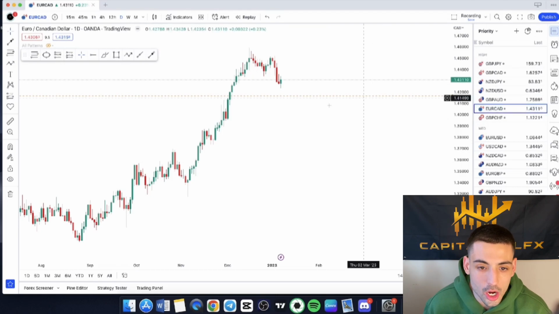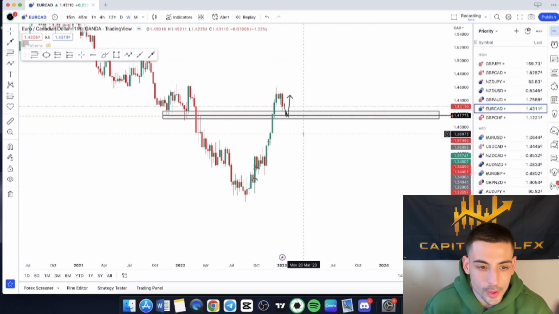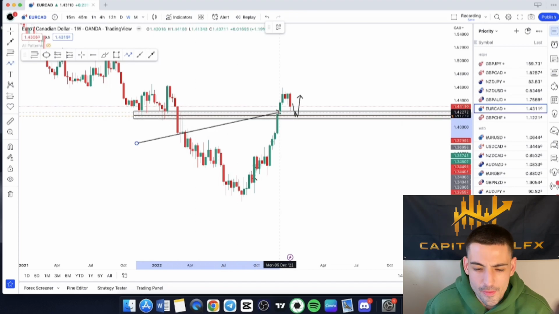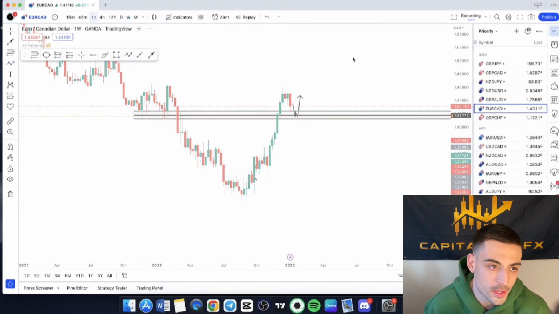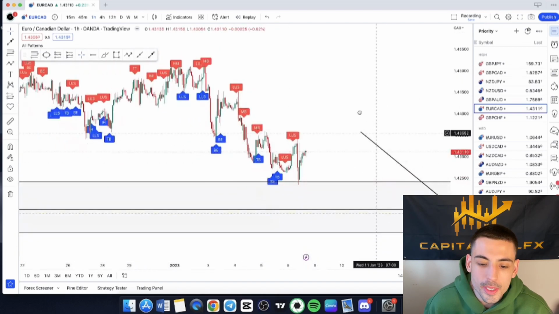Euro Canadian dollar, I'll be waiting for price to retrace back to this weekly/daily horizontal level. We could see we pinned here as support and resistance. Clear intent with direction every time we've come into here. We just haven't actually recently traded around this zone. So if we go down to the hourly time frame, like I said, just waiting for price to dig a little bit deeper into this zone.